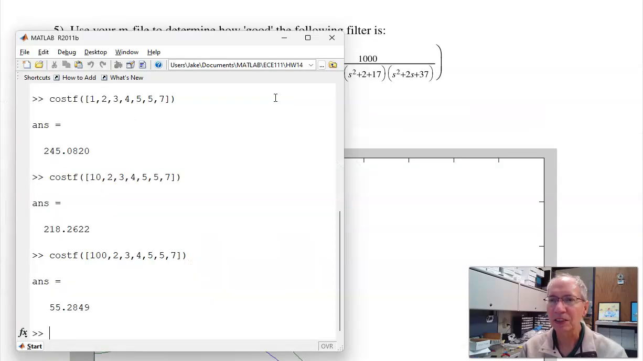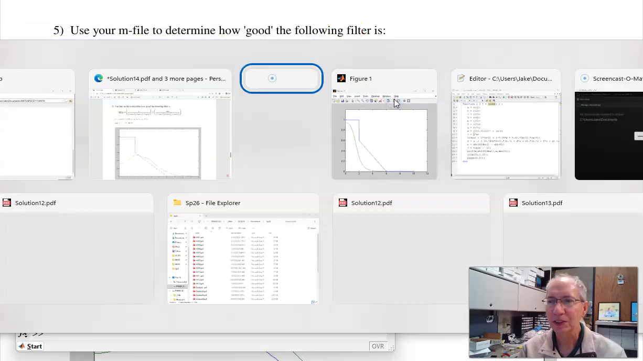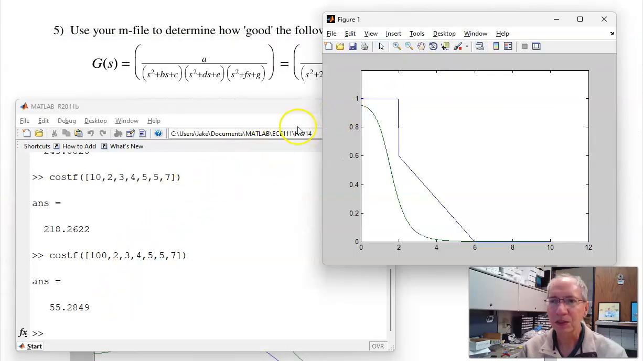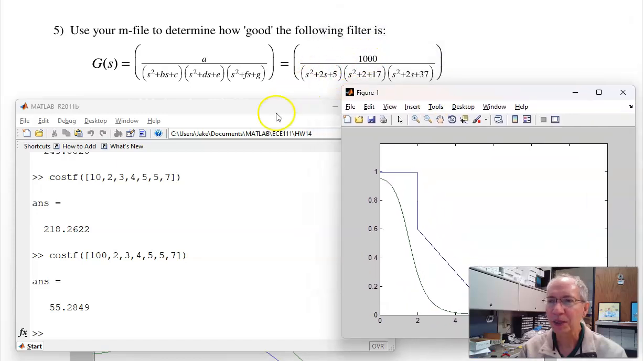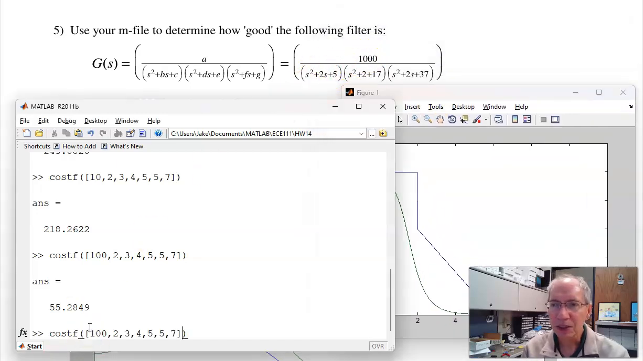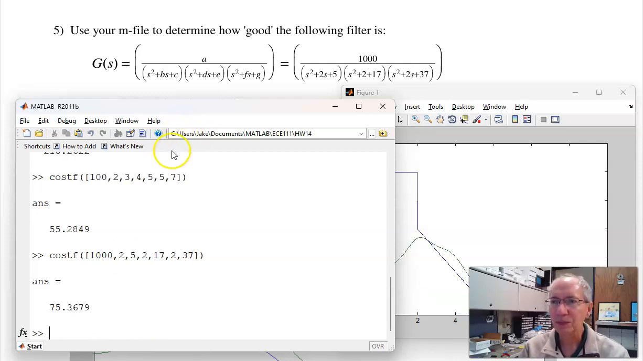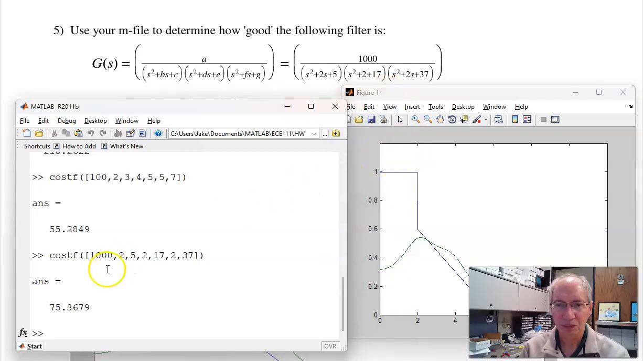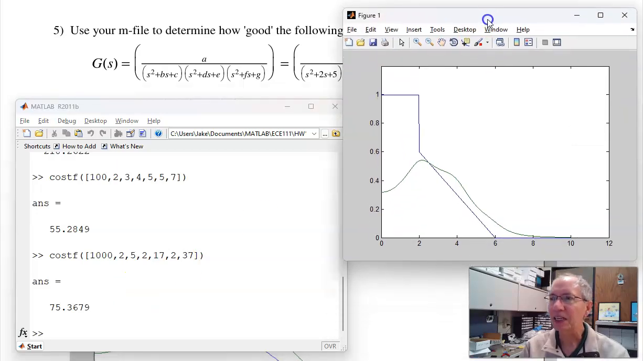Well, to do that, I just plug in those numbers. Let's bring it down so you can see it. So in this case, that's my A, B, C, D, E, F, G. So in this case, A is 1,000, 25, 17, 37. There's my filter. That's a poor filter. Can I do better?